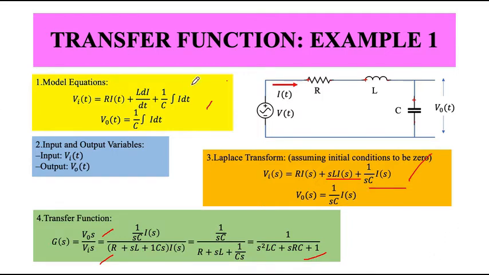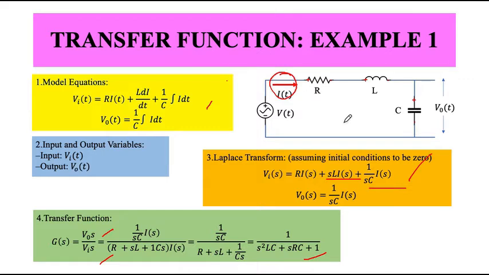Now you can also ask a question: what if IS, or even say IT, is the output? Now I'm taking IT as my output. So this is another choice of output. I just measure what the current is.